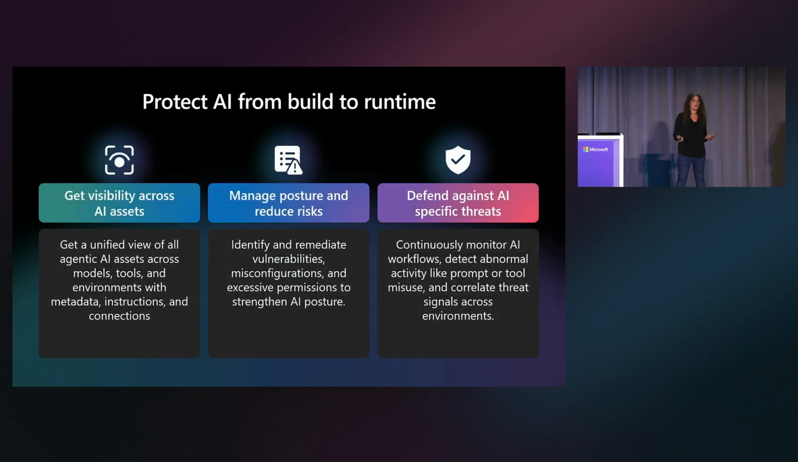So to protect AI from runtime to build, you first want to get visibility across your AI assets. You want to get a unified view of all your AI assets: your data, your models, your tools, your agents. You want to make sure that you have the right posture in place. You don't have any misconfigurations or vulnerabilities. You don't have any agents open to the internet. You don't have any MCPs with vulnerabilities. And you want to defend against the new AI-specific threats. So you want to have prompt injection protection built in, and data security built in, all of that.